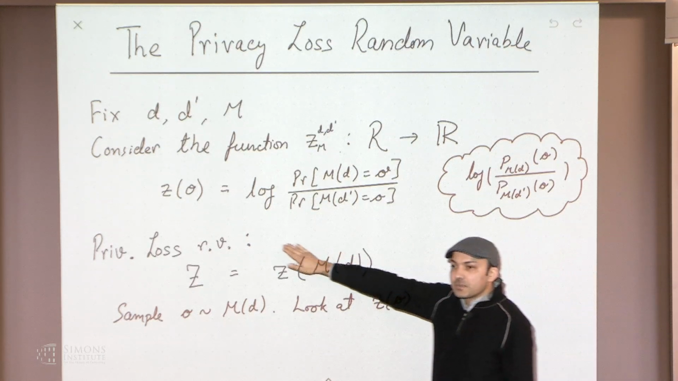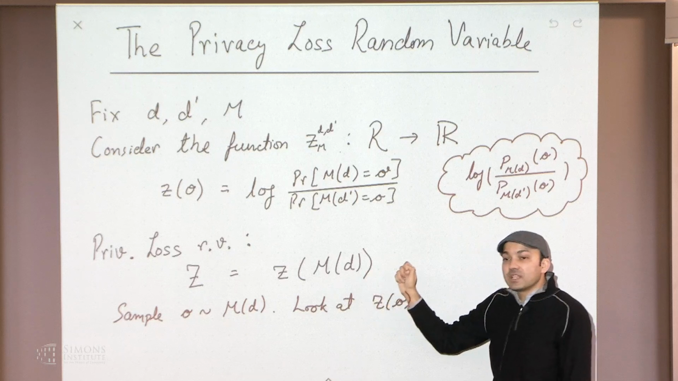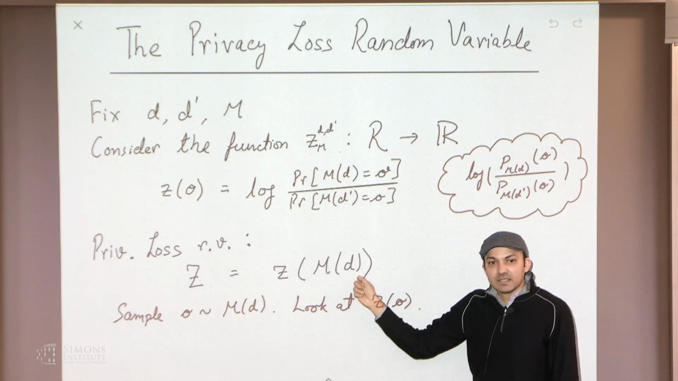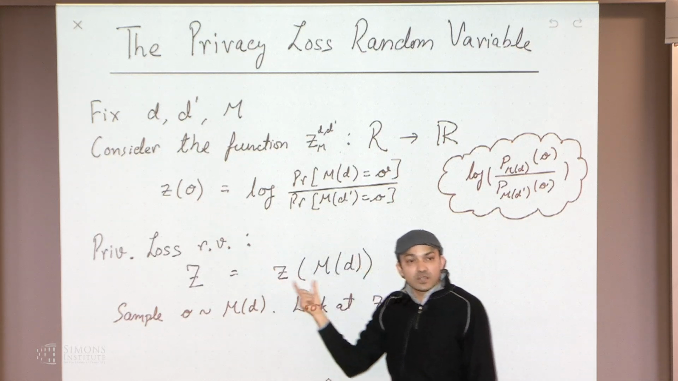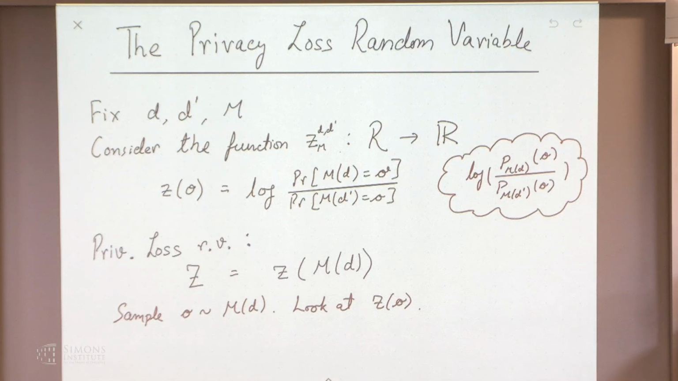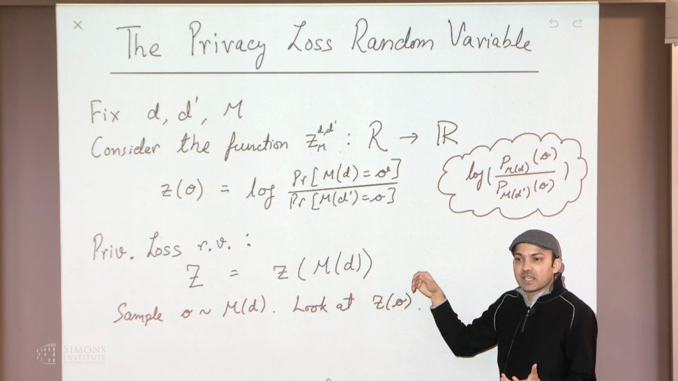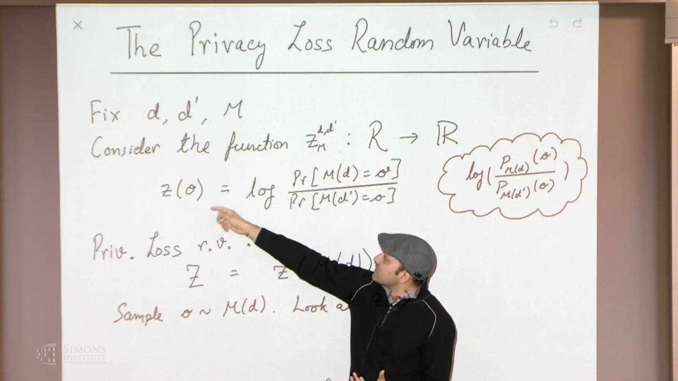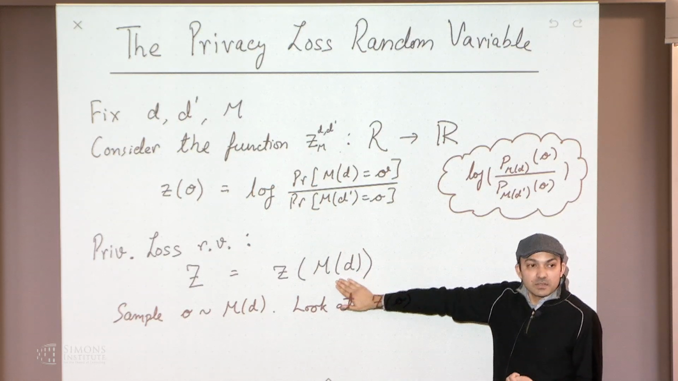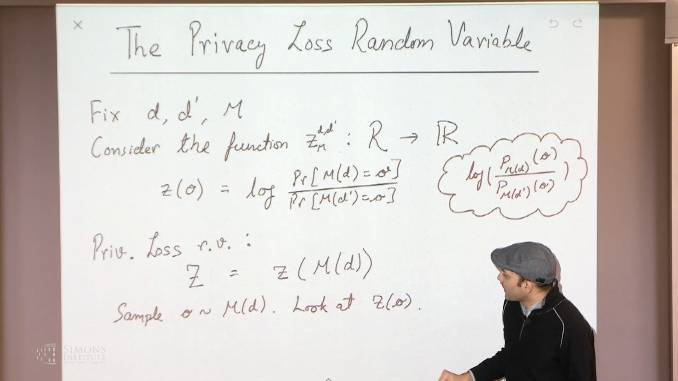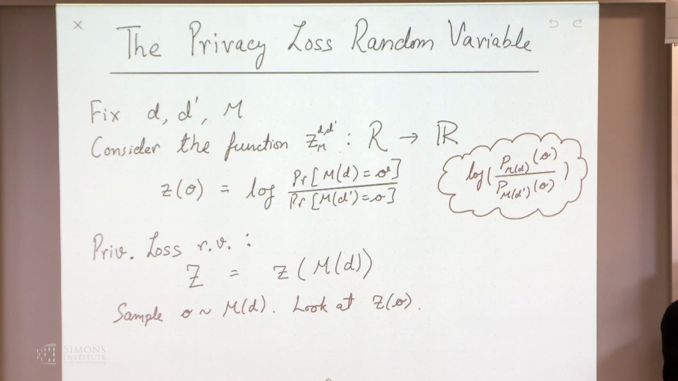The privacy loss random variable is defined as follows. I sample an outcome from M on D and then compute this scalar function z on that outcome. So I'm running the mechanism on D, looking at the outcome, and asking what is the value of this privacy loss function on that outcome. This is a random variable because M is random. And this is the random variable that will be, to a large extent, very important in this talk.